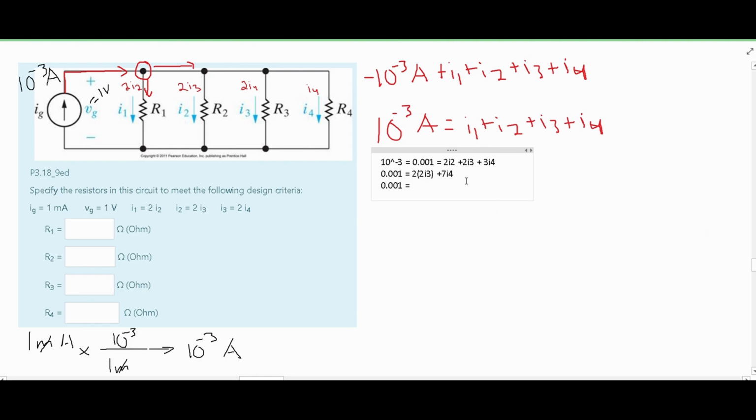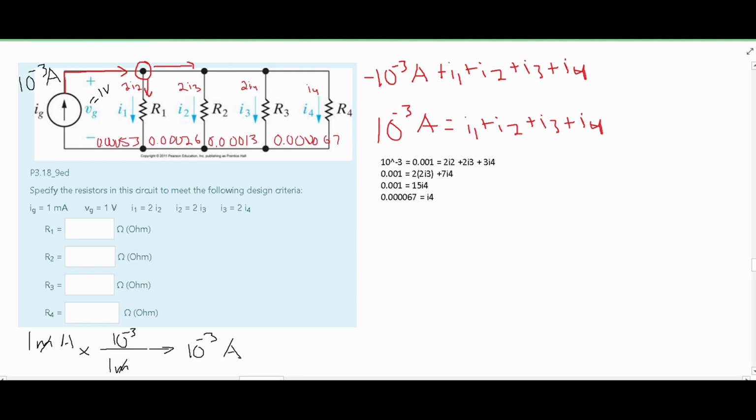After we do this, we can go on to the next line and plug in our I3. Now our I3 is 2I4, so we're going to have 4 times 2I4 plus our 7I4. And if we do this, we get an 8I4 here. 8I4 plus 7I4 is equal to 15I4. If we plug this into a calculator, because rounding will give us an extremely rounded answer that will make our final answers off, we get 0.000067. And this is what our I4 is.